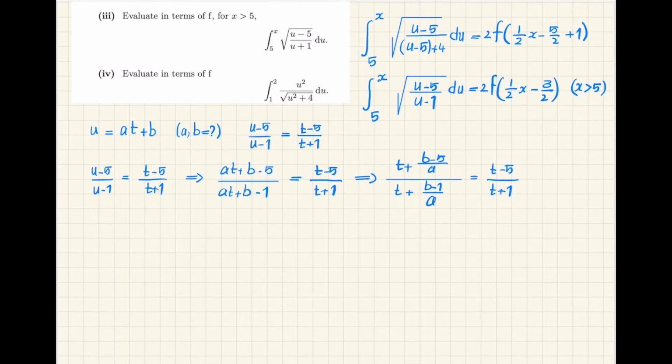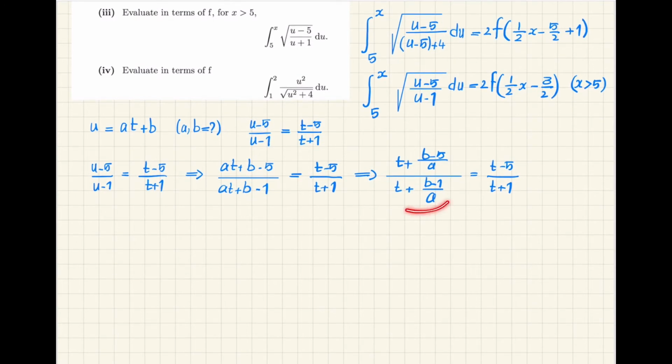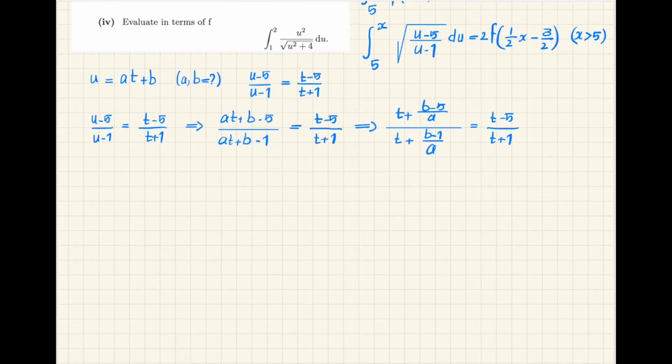Then I ask myself, is it possible to find a and b in such a way that this expression becomes this? If this is going to be true, this number here should be minus 5 and this number here should be 1. And this gives me a system of equations. Hopefully it will work. So I would say this implies that (b minus 5)/a equals minus 5, and (b minus 1)/a equals 1. So from here what I get is b minus 5 is equal to minus 5a, and from here I realize that a is equal to b minus 1.